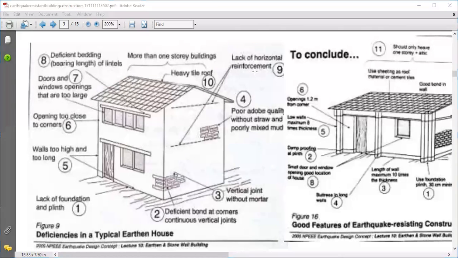Third point is the vertical joint without mortar. Fifth point is the walls too high and too long. Sixth is the opening too close to the corners. Seventh is the doors and windows openings that are too large.